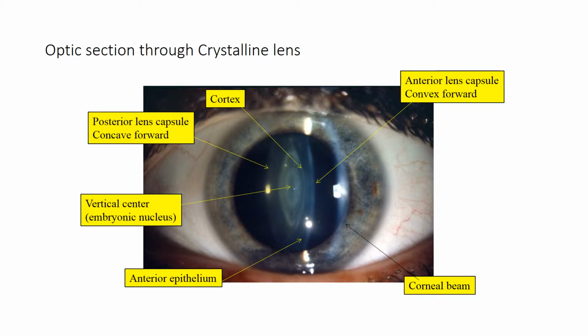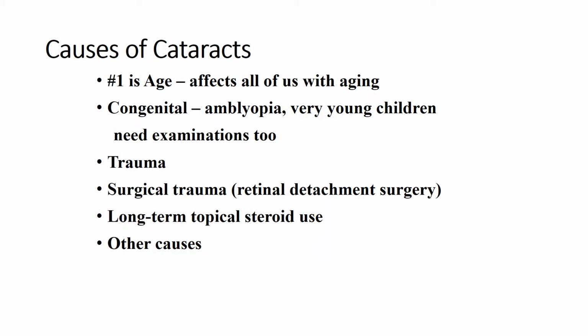We have an optic section going through the front part of the eye, with the corneal beam on the front surface, which is the cornea, going all the way through from the anterior lens capsule, back through the cortex, through the nucleus, all the way back to the posterior lens capsule, and you can see the concave shape of the lens in the very background.